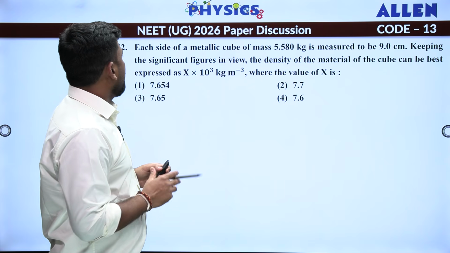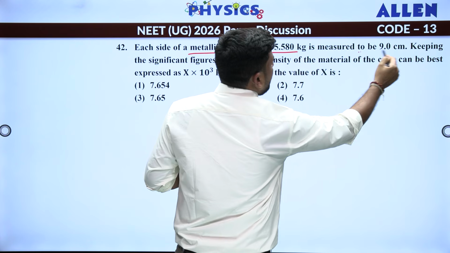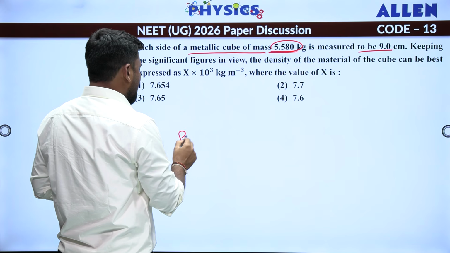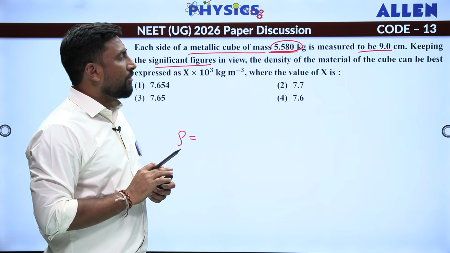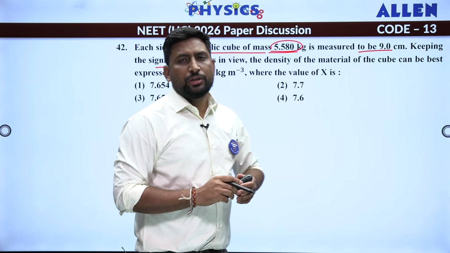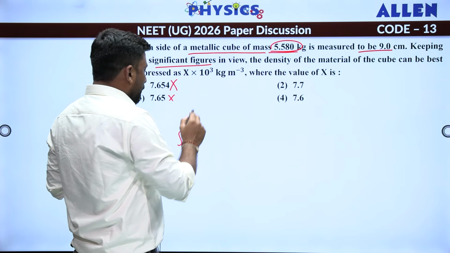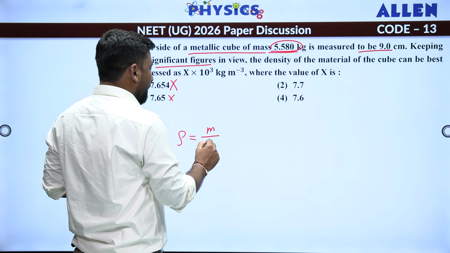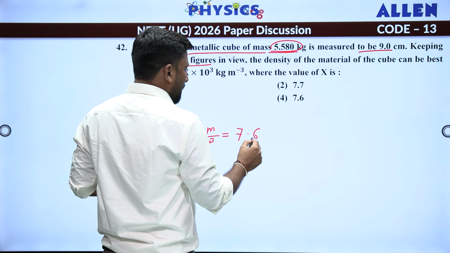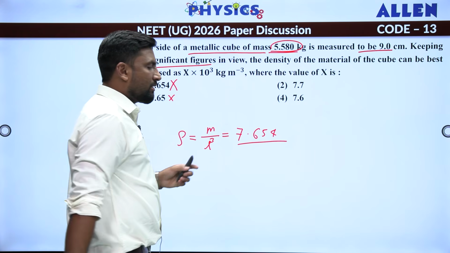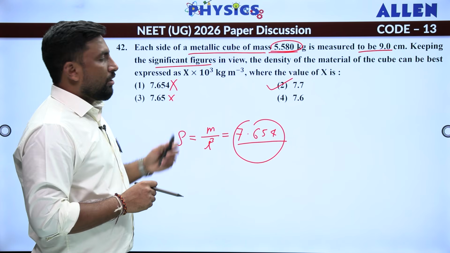Now let's move to question number 42. They are saying each side of a metallic cube is this much. The side is given this much, and this is the mass given, right? So you have to find the density, but you have to take care of significant figures. So we know that in multiplication and division, we see the least number of significant figures. So if you see this one, here significant figure is 2. So one thing is clear that in the answer, significant figures should be 2 only. If you do m divided by v and do the exact calculation, it is something around 7.654, up to 3 decimal places. So if you round it off, it will be 7.7, so option number 2 is correct.